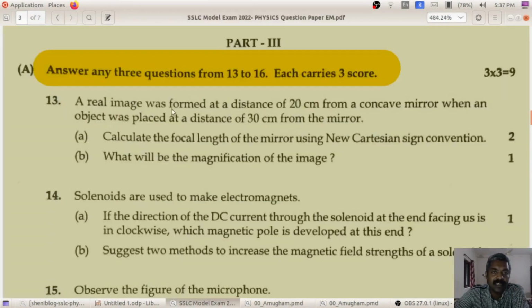A real image was formed at a distance of 20 cm from a concave mirror when an object was placed at a distance of 30 cm from the mirror. Calculate the focal length using new Cartesian sign convention.